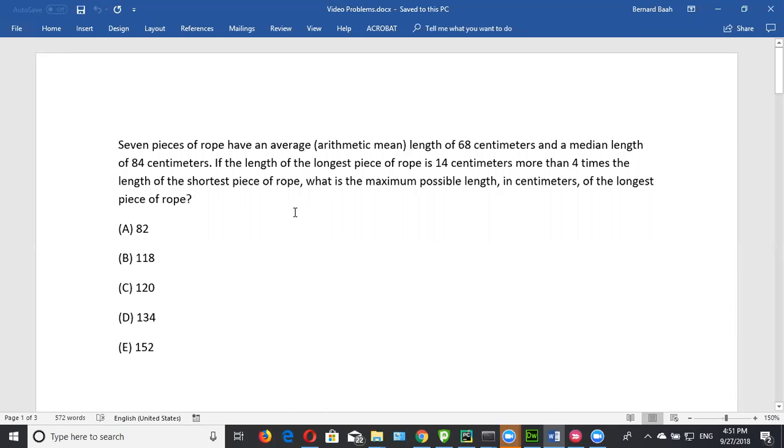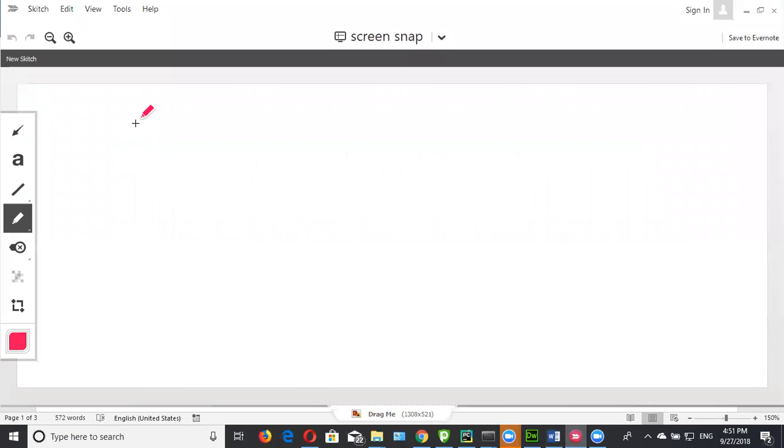Okay, in this video, I'm going to explain how to do a certain kind of weighted average problem that has shown up on the GMAT. We have 7 pieces of rope that have an average length of 68 centimeters. In general, when you read a question and you're given the average and the number of items, you should immediately convert that to a sum. So our sum formula is sum equals average times n.